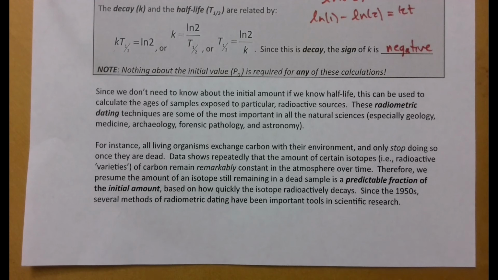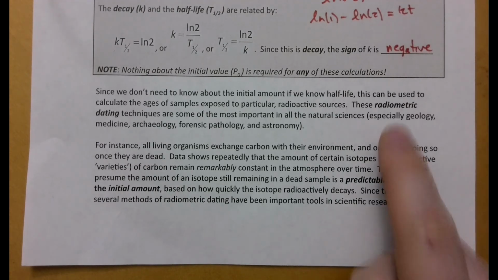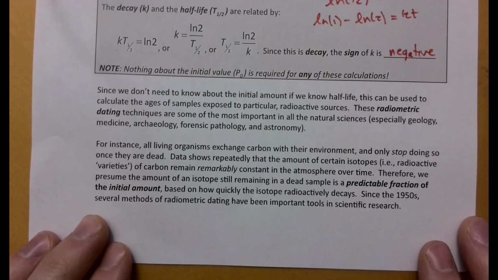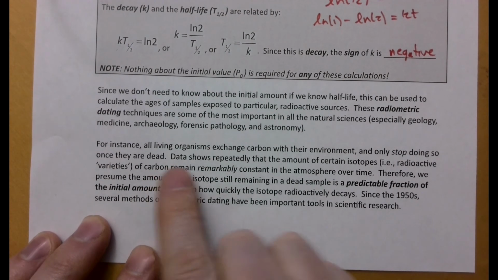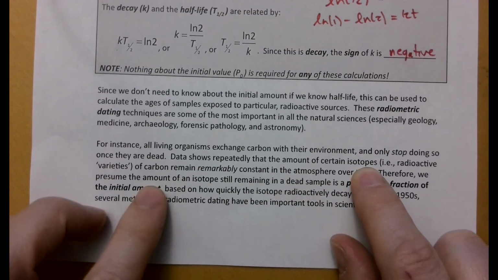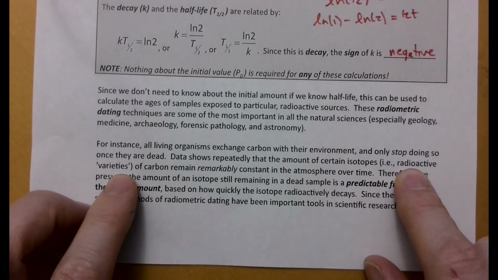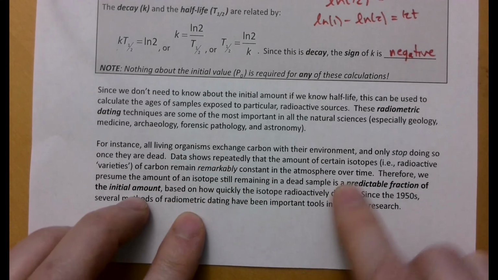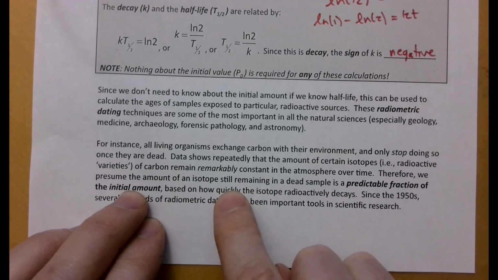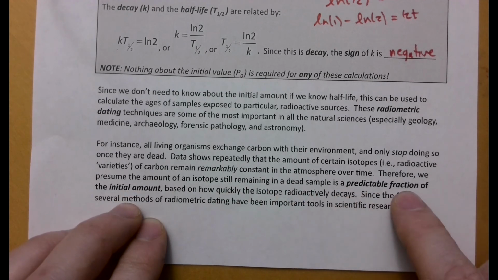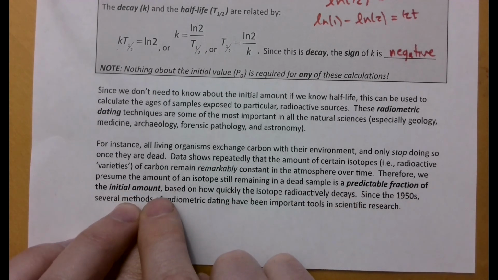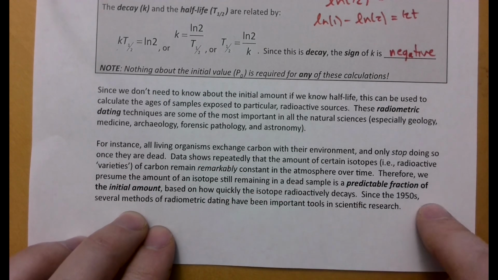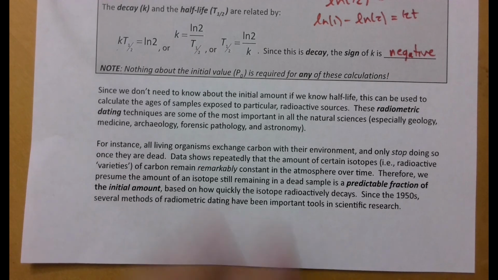Turns out there's a lot of applications of the exponential decay, such as radiometric dating, used in the natural sciences. Data shows repeatedly that the amount of isotopes, in other words, radioactive varieties of carbon, remain remarkably constant in the atmosphere over time. So we can presume the amount of isotopes still remaining in a dead sample is a predictable fraction of the initial amount, based on how quickly the isotope radioactively decays. Since the 1950s, several of these methods have been used. So here's an example of that.